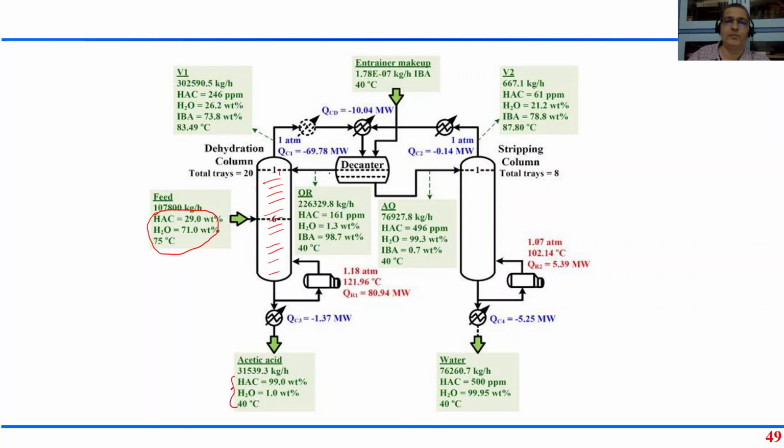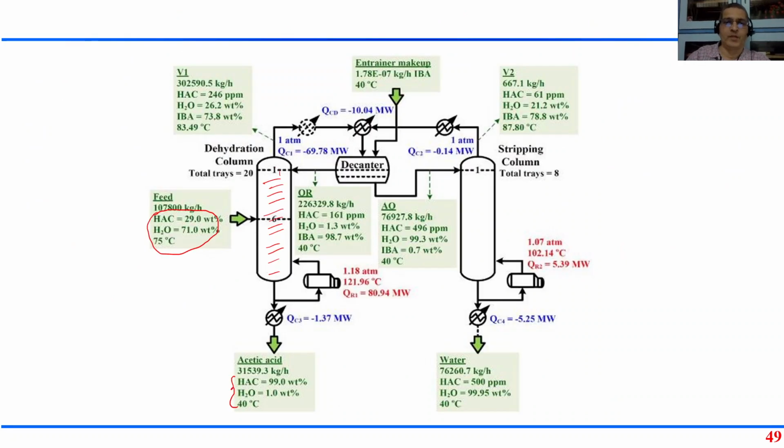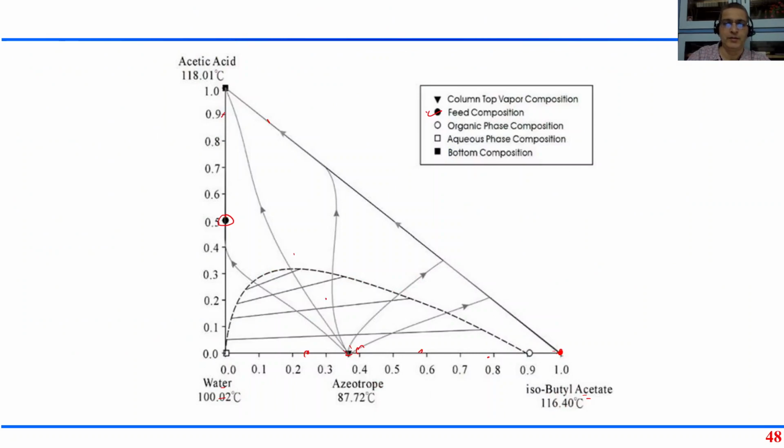At the top, I have essentially butyl acetate and water, two-phase region. I end up somewhere here, either here or here or here or here. Anywhere I want to end up, that's okay. So in this particular case here, we are having about 26% water, 74% isobutyl acetate. That means we are here. 26% water, 74% butyl acetate and water somewhere here.